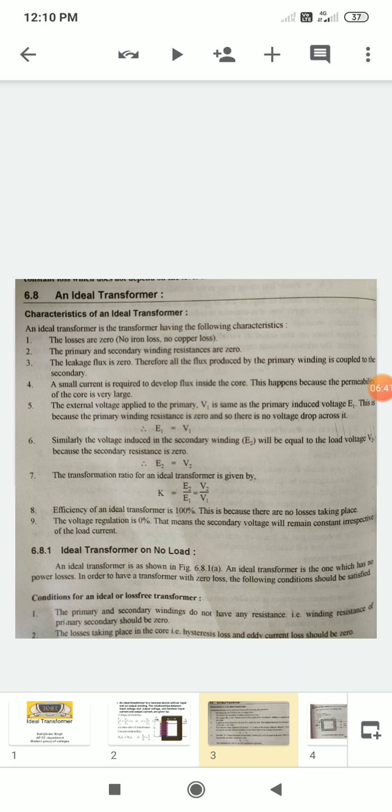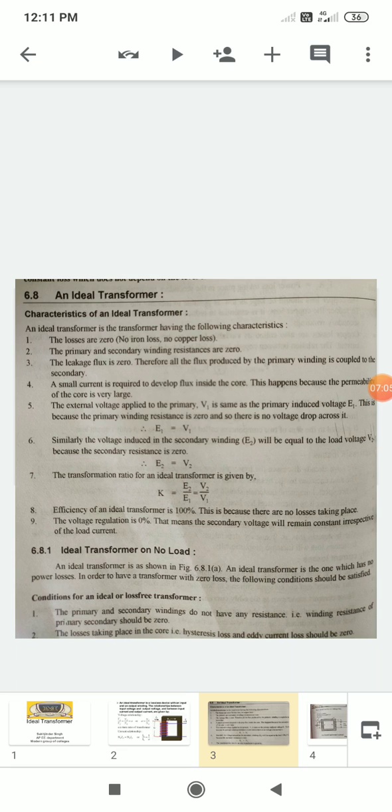So in the transformation ratio, V2 upon V1, meaning E2 upon E1, K is the transformation ratio, sometimes written as A, and it is equal to 1. K equal to 1 means the transformer has 100% efficiency, or it is called an ideal transformer. But in practical life this is not possible.